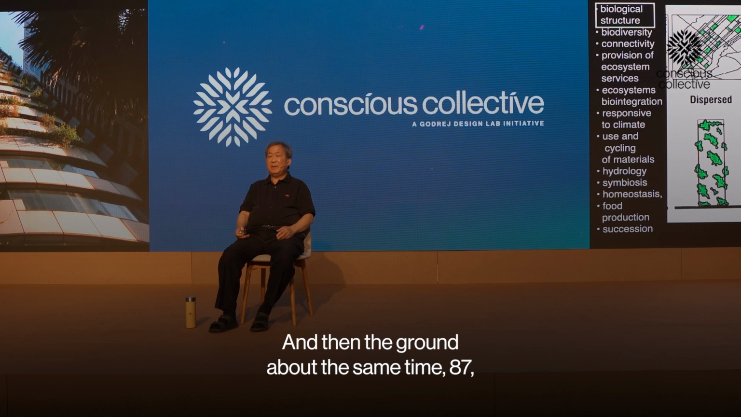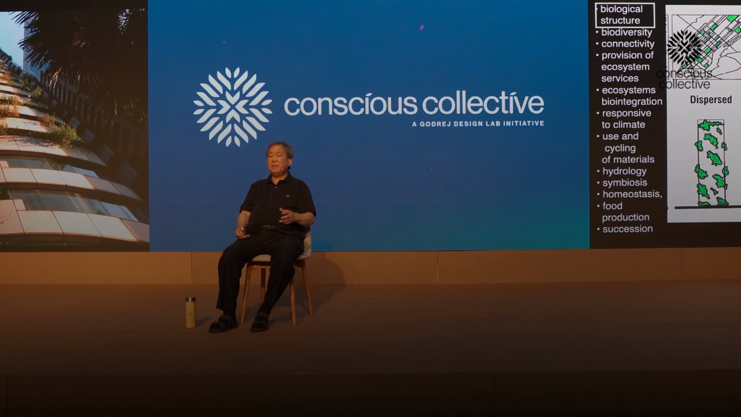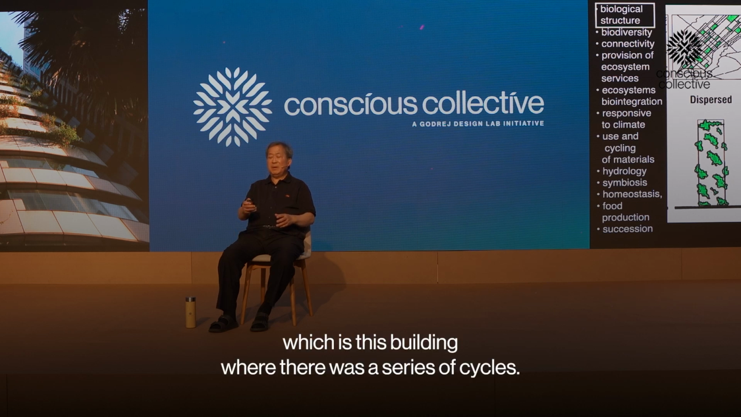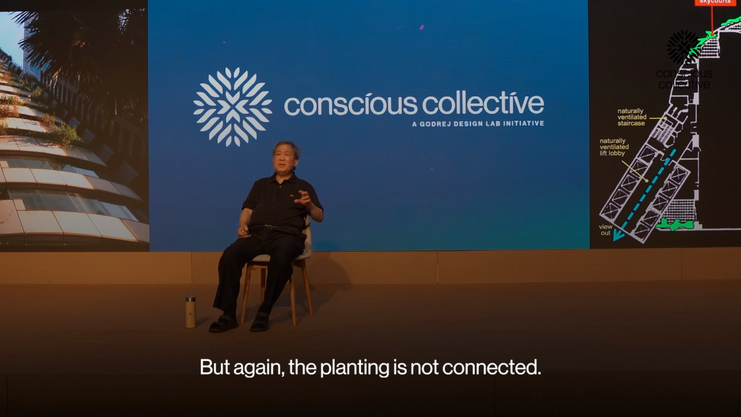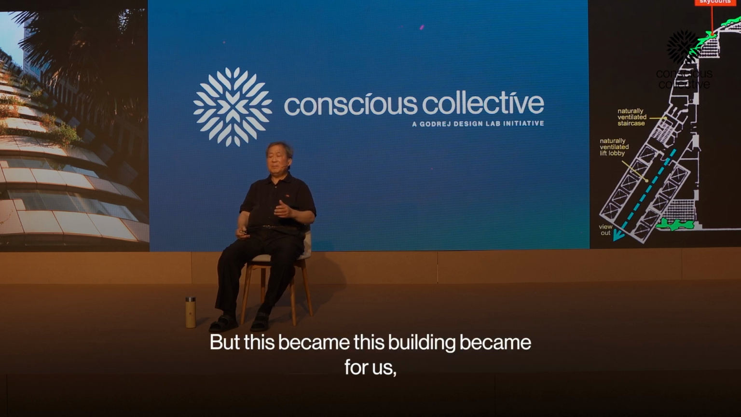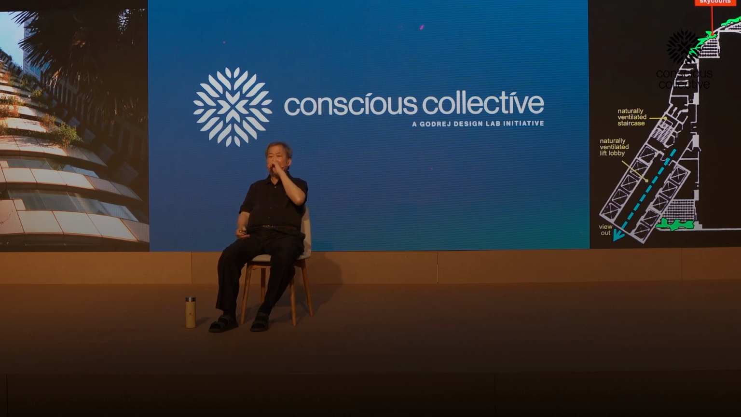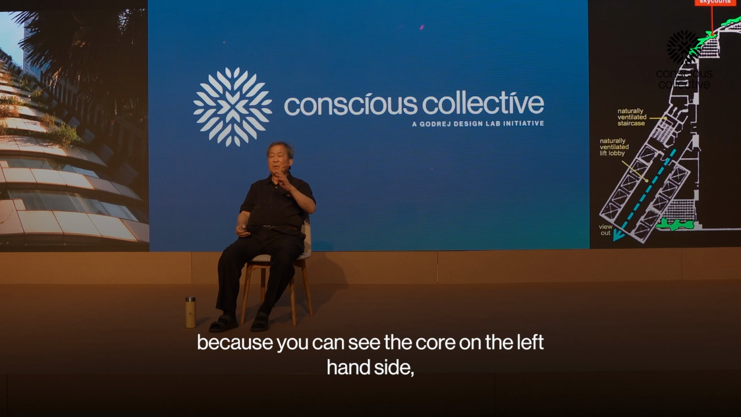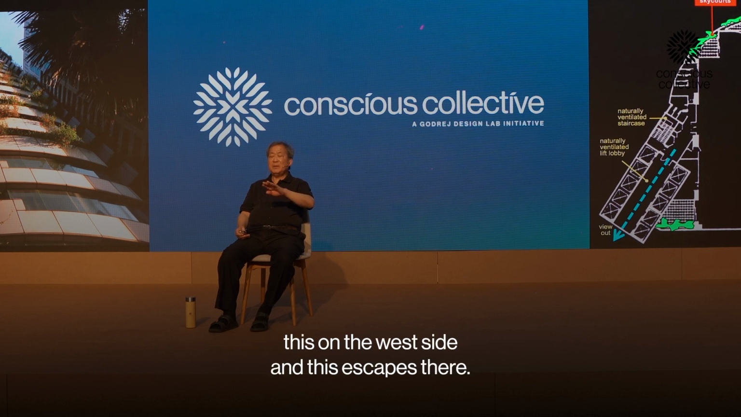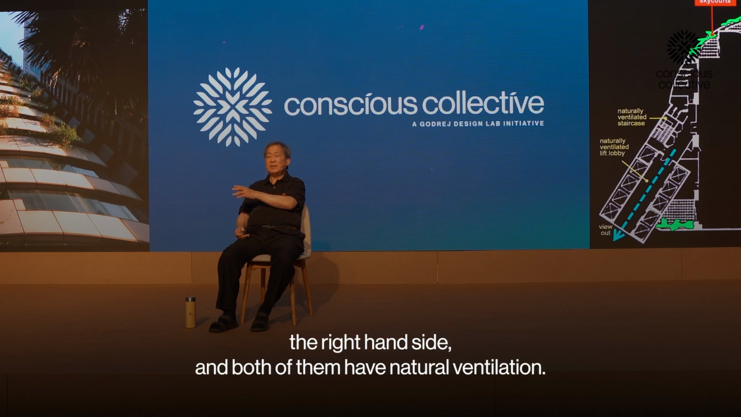And then around about the same time, 1987, we did this building where it has a series of sky courts. The sky courts are in the corners, but again, the planting is not connected. But this building became for us an experiment in bio-climatic towers, because you can see the core on the left-hand side is on the west side, and the escape stair and the service core on the right-hand side, and both of them have natural ventilation.